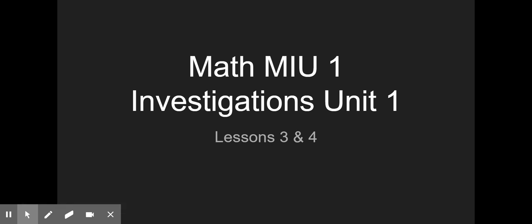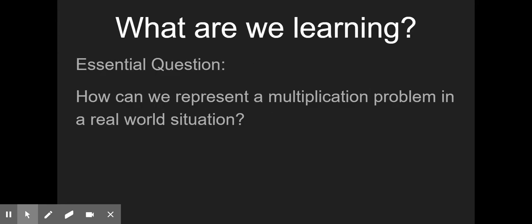Today we're working on Math MIU 1 Investigations in Unit 1, Lessons 3 and 4. We are learning how can we represent a multiplication problem in a real-world situation. We're really focused on learning multiplication and making sense of problems.